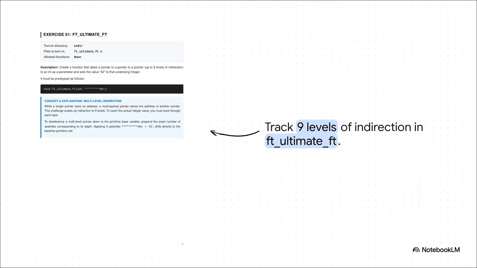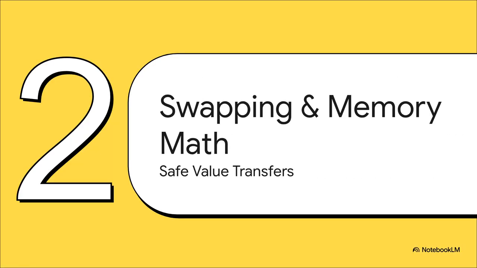ft_ft. Here, you are dealing with up to 9 levels of indirection. Now, don't let this syntax intimidate you. I know it looks a bit wild, but logically it's the exact same concept as the previous exercise. You are simply following that address trail 9 times. Just count your asterisks carefully. 9 asterisks, followed by nbr = 42, will drill directly down to that baseline primitive cell and assign the value. Take it step by step. You've absolutely got this. Moving on to Section 2, Swapping and Memory Math, focusing on safe value transfers.